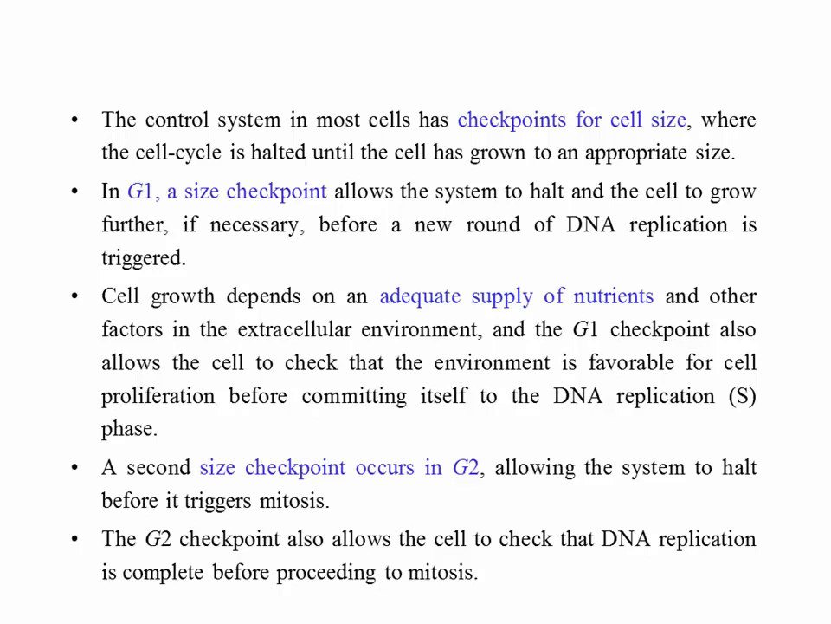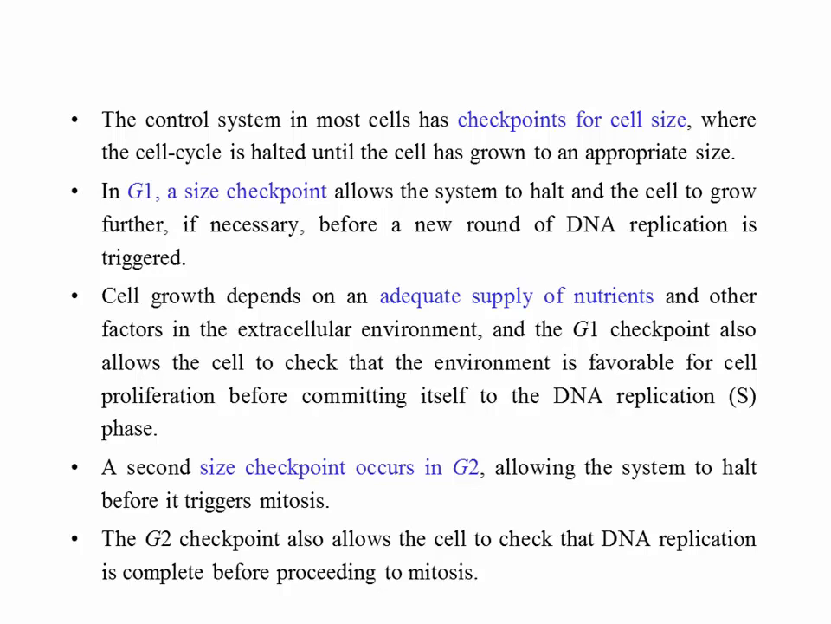You have to make sure that things are favorable, that there are enough nutrients in the environment and so on, okay? Then there is a second size check, and again, knowing all these terms is important, right? Not for this class, but if you're going to do interdisciplinary work, you need to know this term, because the biologists will refer to it as G1 arrest. Okay, what does that mean? That means the cell cycle stopped in the G1 phase, right?